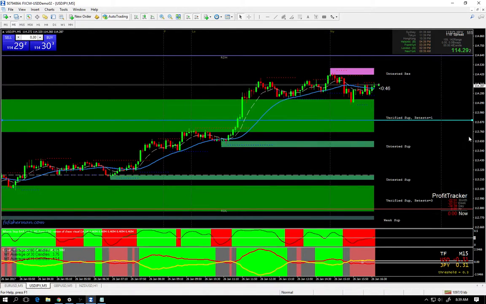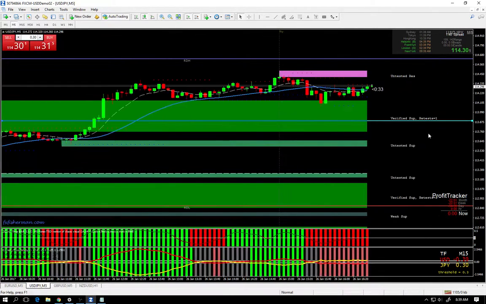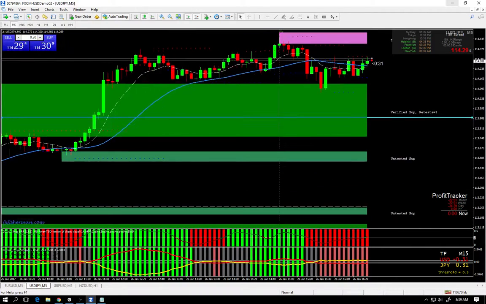Let's look at USD JPY. This is a little bit more of what you're going to see, and here is what we have as a loser. Excuse me. Let me zoom in on this one because we do have a losing trade on here. You're not going to win them all.